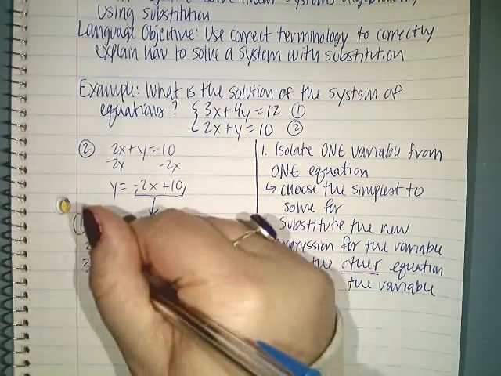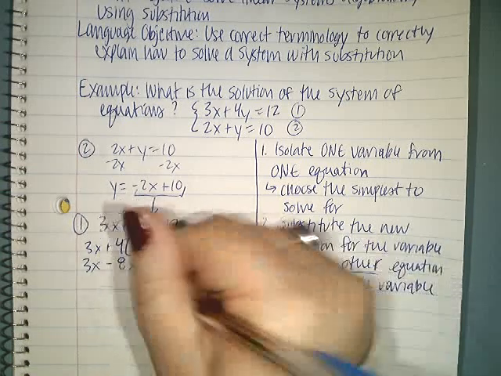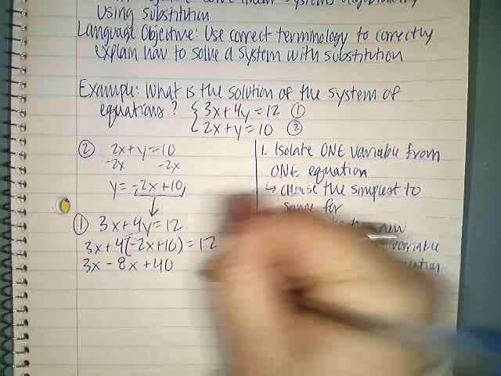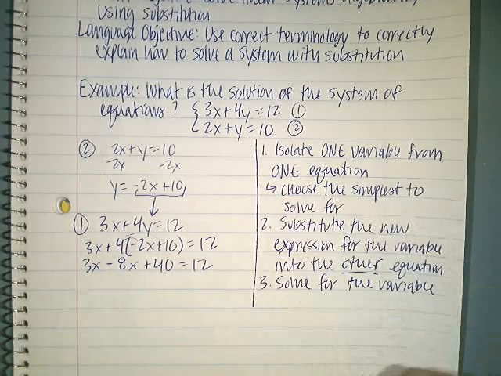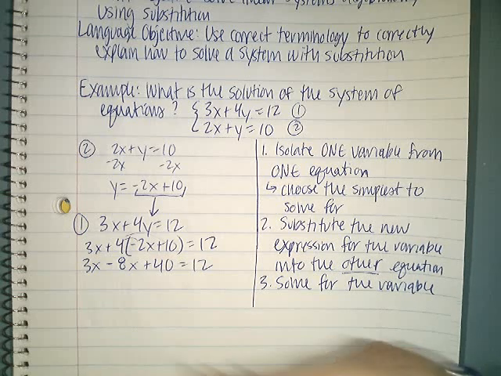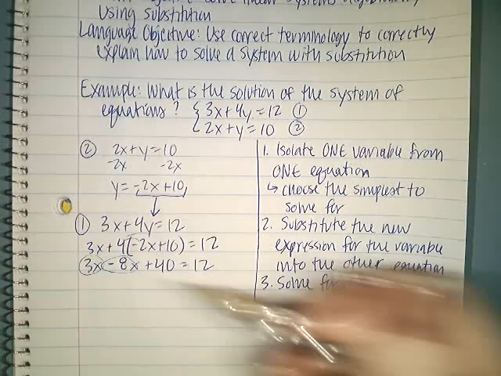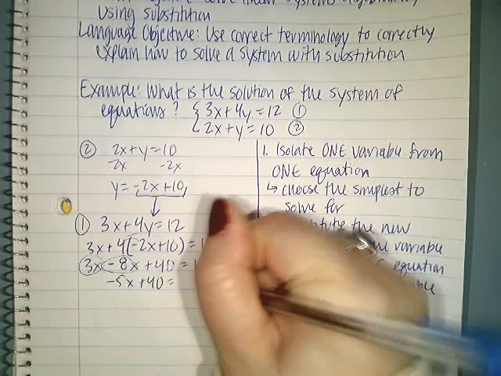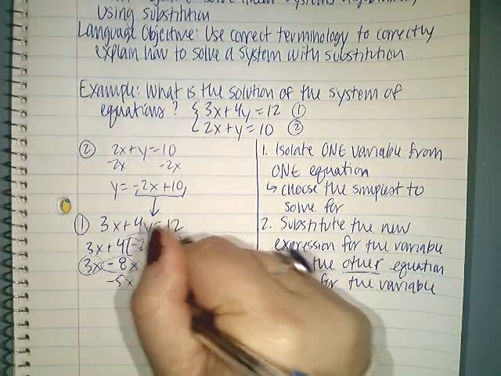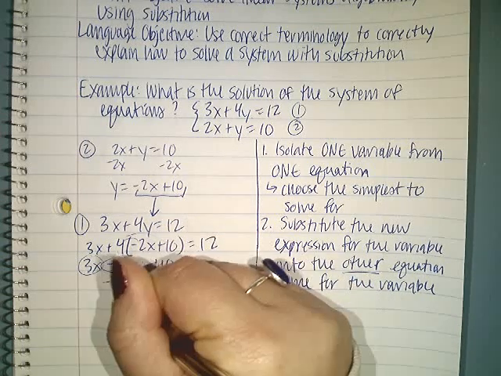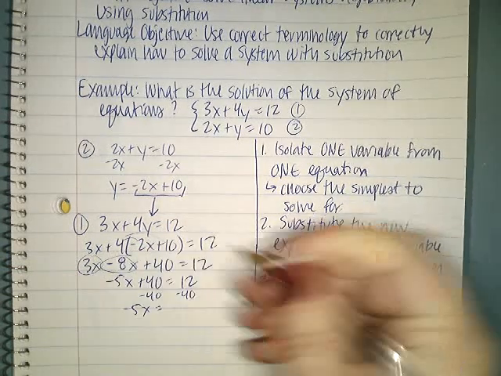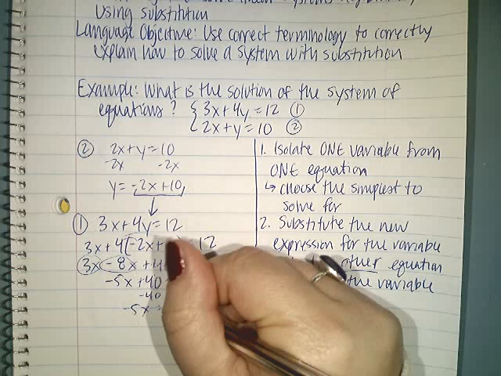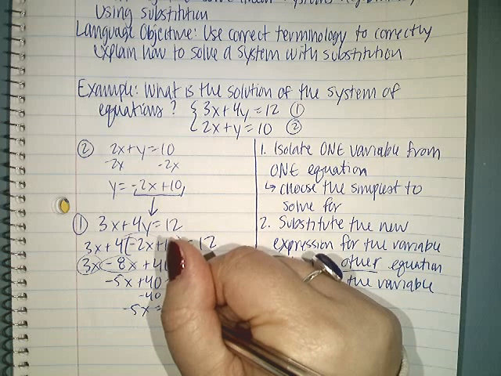So I distribute 4, I get 3x minus 8x plus 40 equals 12. I'm going to combine like terms. So I'm going to combine 3x and negative 8x. I get negative 5x plus 40 equals 12. I subtract 40 from both sides, and I get negative 5x equals negative 28.